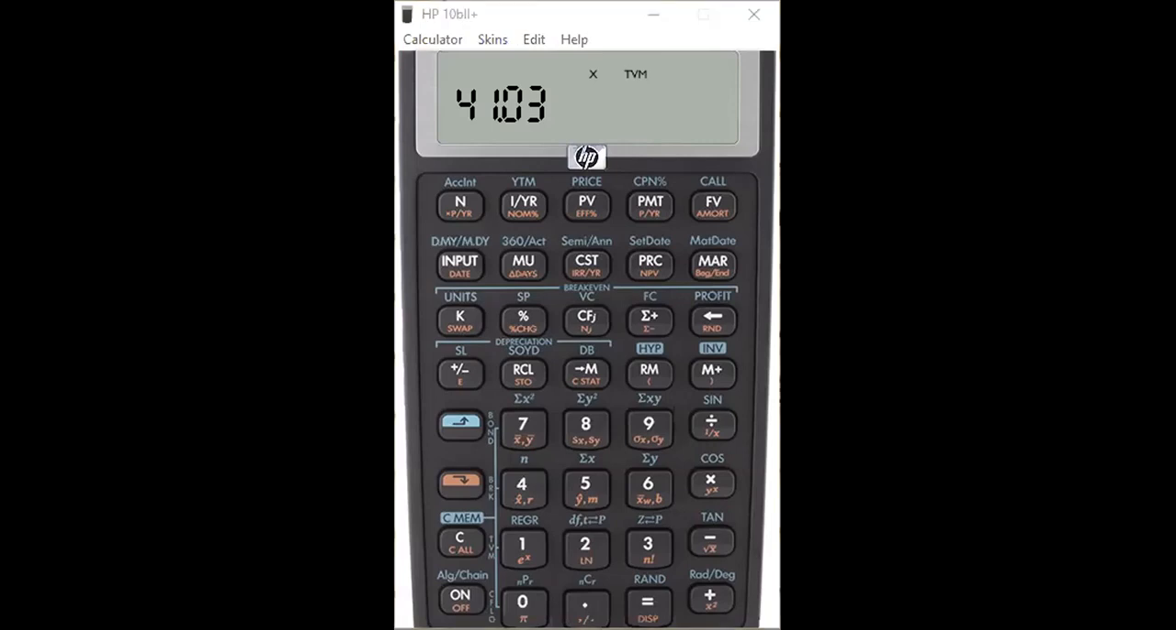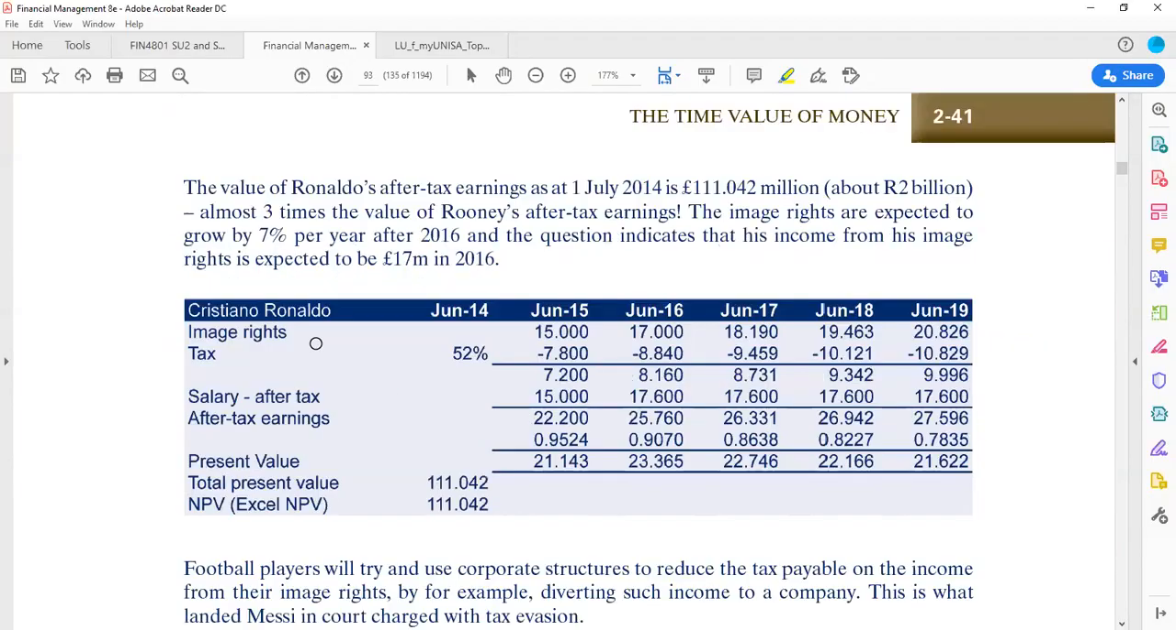So we were also given information on Ronaldo. We were told how much his image rights were, and we were told that they are going to increase by 7%. So they started at 15 million, and then we increased 15 million by 7%, and then we increase the answer we get, which is 17, by 7%.